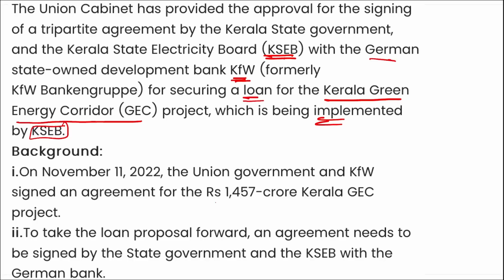They have signed an agreement worth 1457 crore rupees for this Green Energy Corridor project of Kerala. To take the loan proposal forward, an agreement needs to be signed by the state government and KSEB with the German bank. Right?